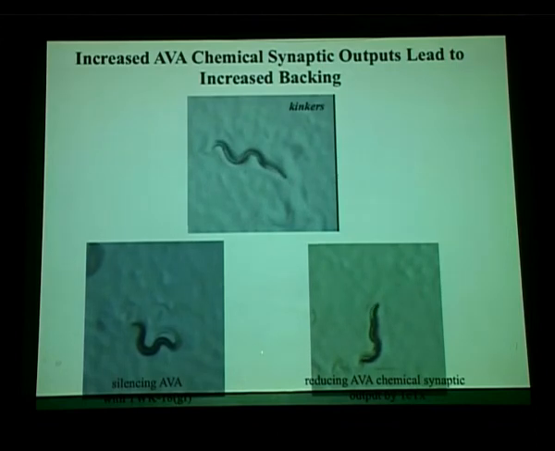If that's the case, we should be able to block the Kinker's increased propensity for backing by specifically blocking the chemical synaptic output of AVA. We did that in two ways. In the same Kinker mutant background, we can silence AVA's electric activity using the potassium channel TWIK18, or we can express tetanus toxin specifically in the AVA neuron, so that you prevent the formation of the SNARE complex, and therefore the release of synaptic vesicles. In both cases, I hope you can see that these animals are still kinking, but they can no longer go backwards and increase the backing like the Kinker does.